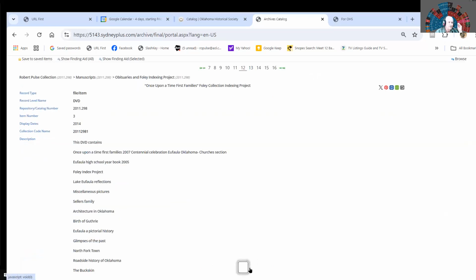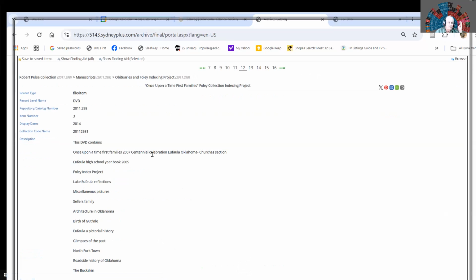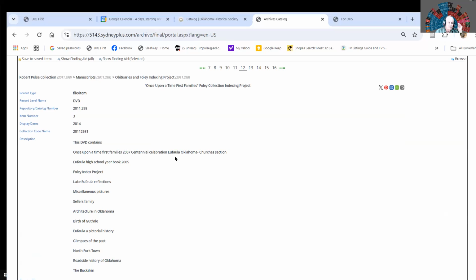Number 12. This DVD contains the first families, the 2000 Centennial Celebration, and this is all the information I was telling you about earlier. You'll find high school yearbooks on this DVD or another DVD that follows in a minute, 100 years' worth of Eufaula yearbooks, fully indexed, explained who that was. Lake Eufaula Reflections is a publication about Lake Eufaula. These are excerpts from that.